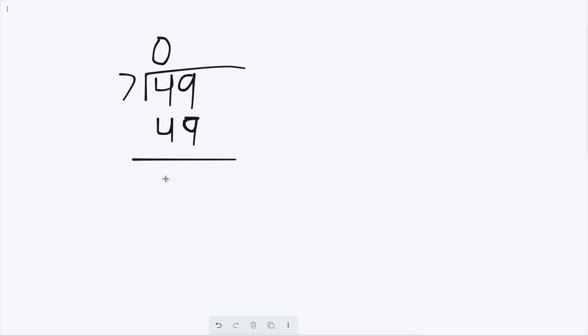Now I want you to try this one by yourselves. 49 divided by 7. I'll give you time to pause. Okay, so first you ask yourselves, how many times can 7 go into 4? 0, so write a 0 up there. Then how many times can 7 go into 49? 7, 14, 21, 28, 35, 42, 49. So 7 times exactly. We write 49 down here, and then we get 0. So the answer is 7.